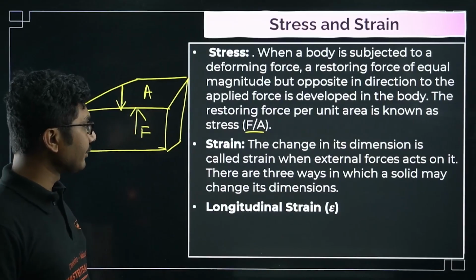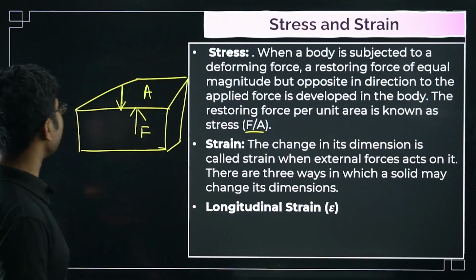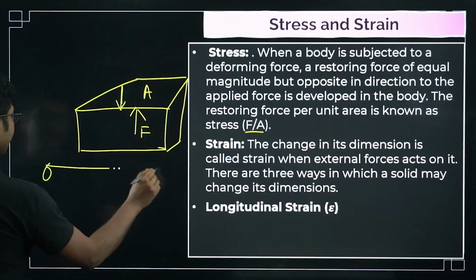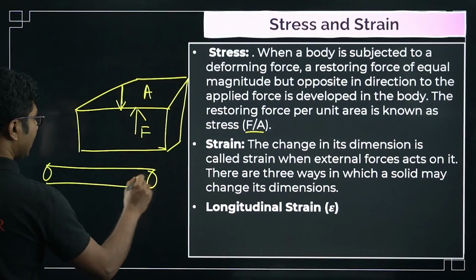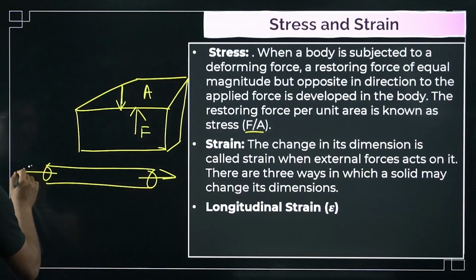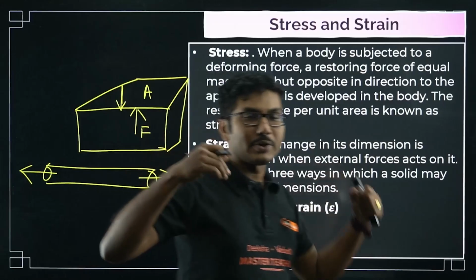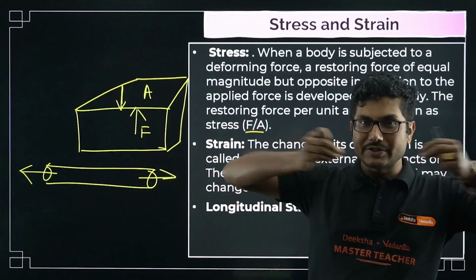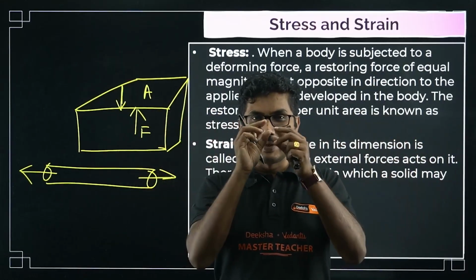First is longitudinal strain. Longitudinal strain means you try to stretch the object lengthwise. For example, if you take a rubber band and stretch it, what happens is that it becomes thinner, right?